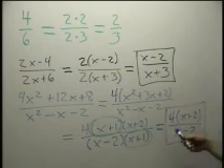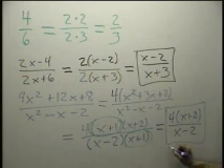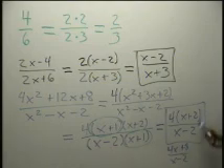And if you like, you can multiply this through. You'll get something that's equivalent, 4x plus 8 over x minus 2. Either one, they have the same value.